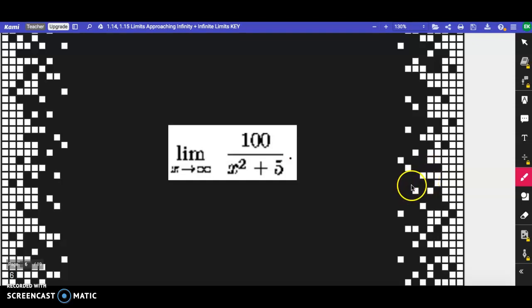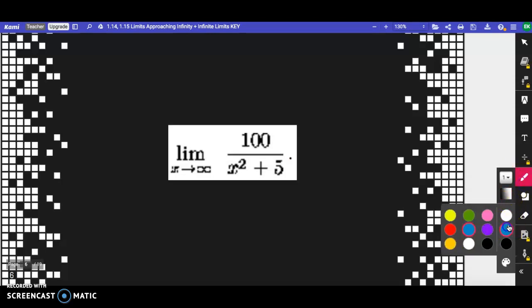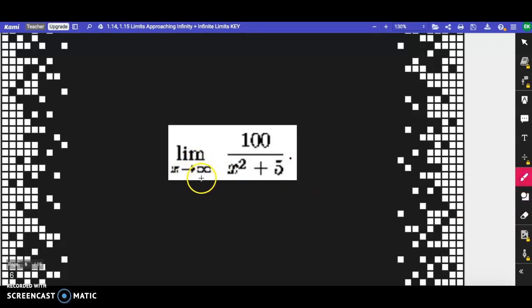Okay, now we're going to go through some limits approaching infinity practice problems. So we're going to look at different functions and what happens as x approaches infinity and negative infinity. The first thing that you're going to look at when you're looking at a function as x approaches infinity is where your dominating piece of that equation is. So for example, if it's between 100, 5, and x squared, 100 and 5 aren't going to change at all, and x squared, as x approaches infinity, the x squared is the dominating piece.